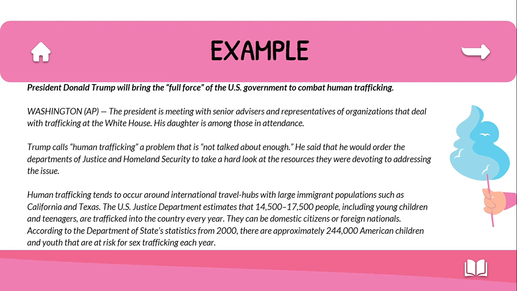Human trafficking tends to occur around international travel hubs with large immigrant populations, such as California and Texas. The U.S. Justice Department estimates that 14,500 to 17,500 people, including young children and teenagers, are trafficked into the country every year. They can be domestic citizens or foreign nationals. According to the Department of State statistics from 2000, there are approximately 244,000 American children and youth that are at risk for sex trafficking each year.